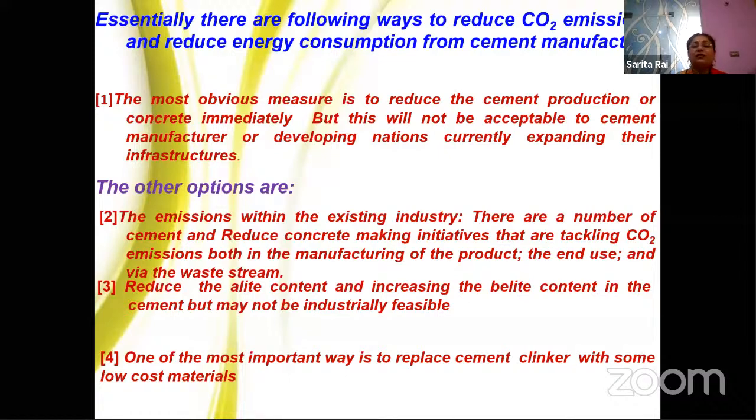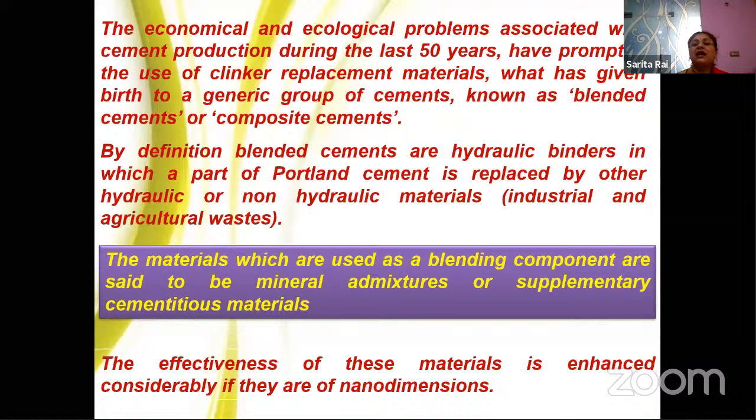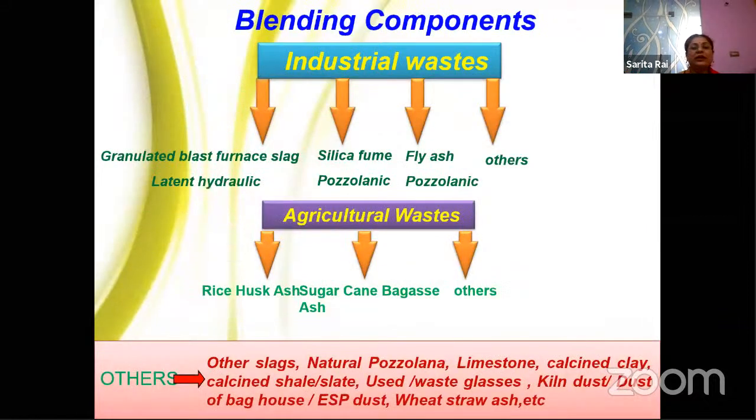The economical and ecological problems associated with cement production during the last 50 years have prompted the use of clinker replacement materials, which has given birth to a generic group of cements known as blended cements or composite cements. The materials used as blending components are called mineral admixtures or supplementary cementitious materials. Blending components are of two types, industrial waste or agricultural waste. Among industrial wastes, GBFS, silica fume, fly ash, and others are known. Among agricultural wastes, we are studying rice husk ash, sugarcane bagasse ash, bamboo leaf, etc.